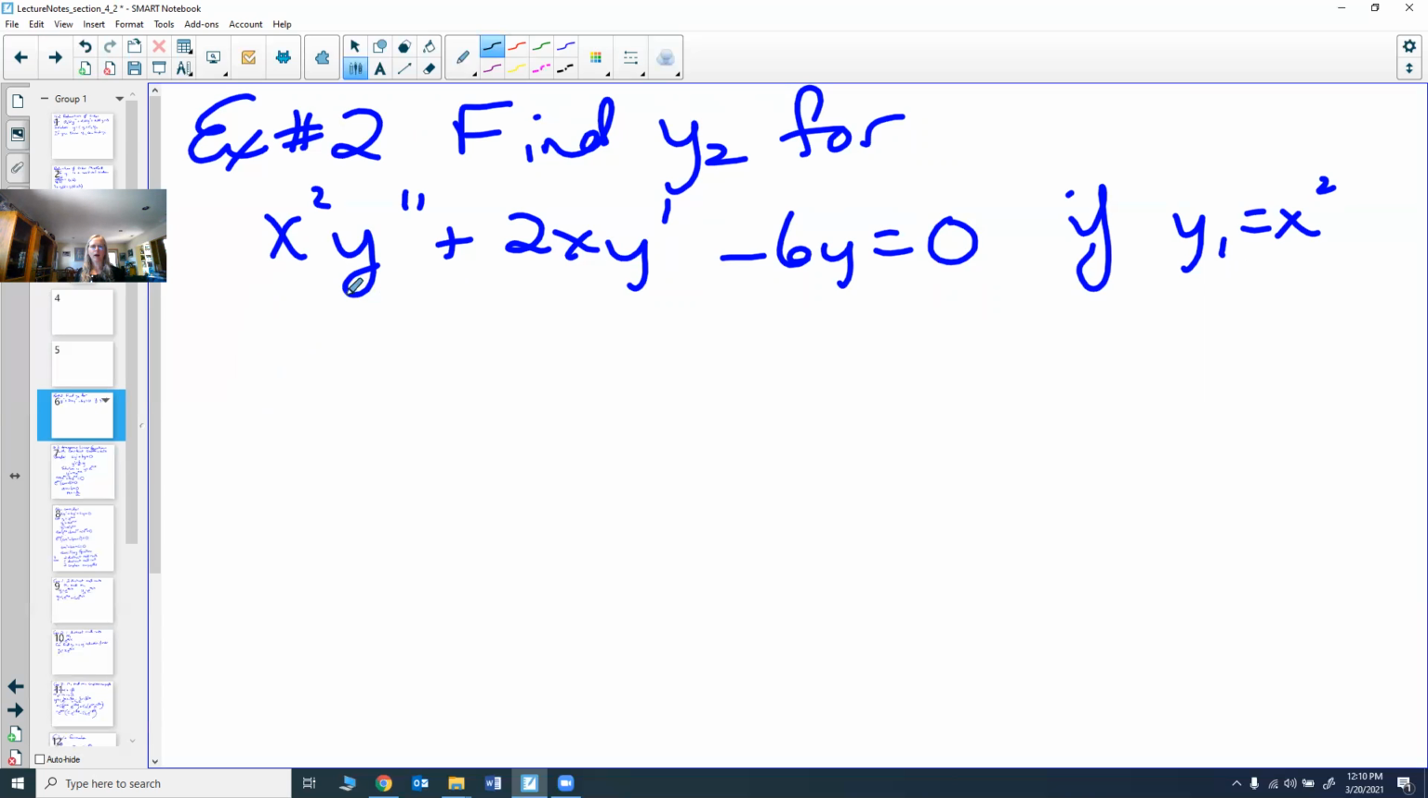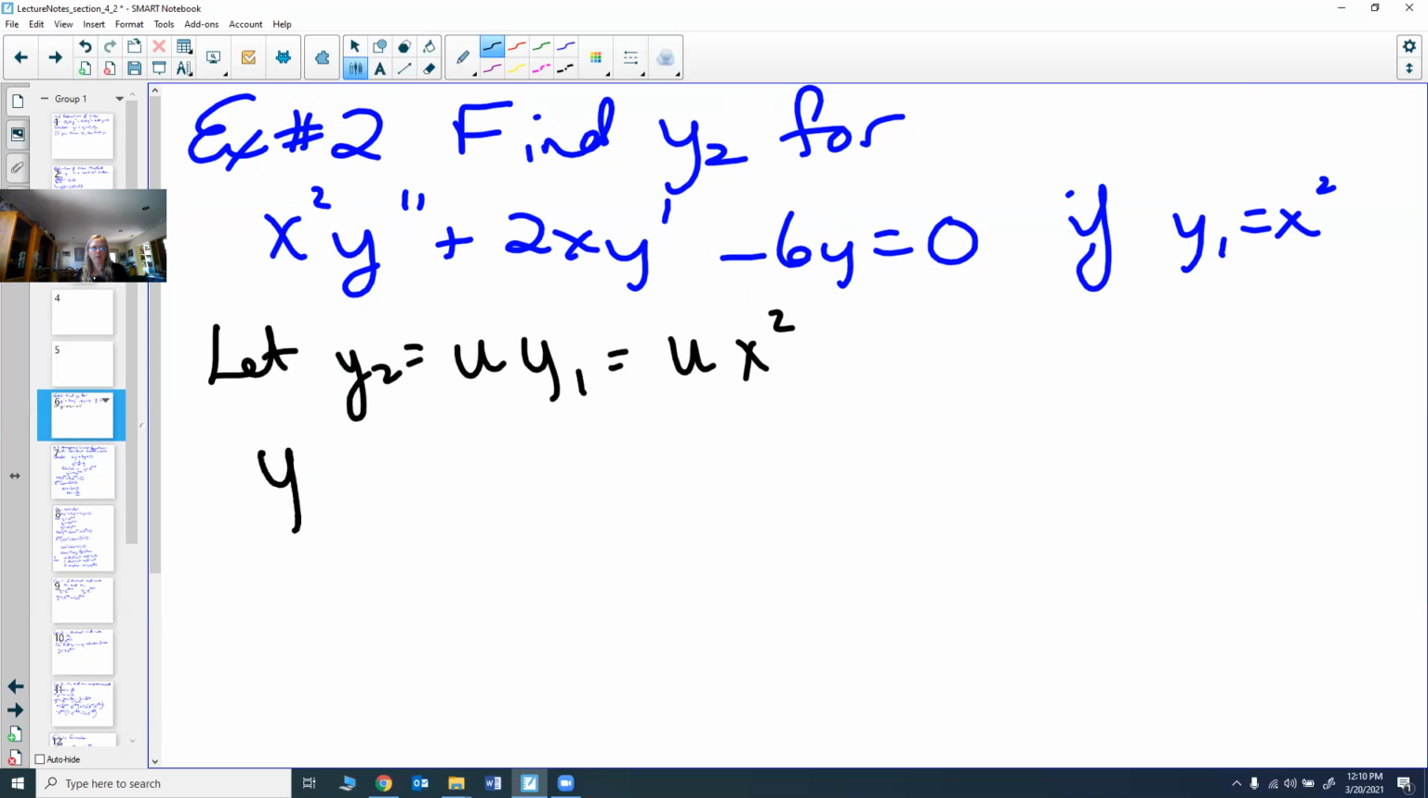So again, I'm going to let y2 equal some function u times y1. So y2 is equal to u times x squared. I then want to plug it in, and I know it's a solution, so I know it has to make this true.